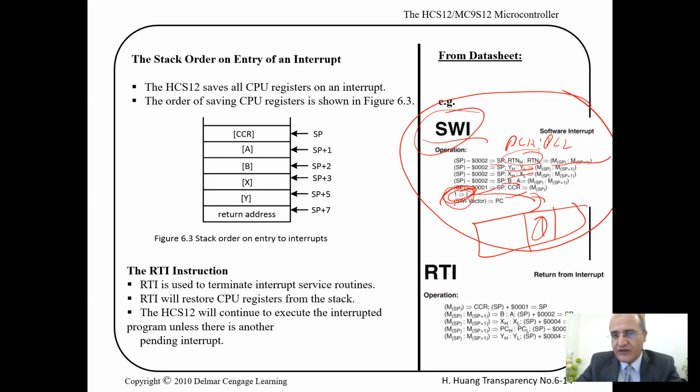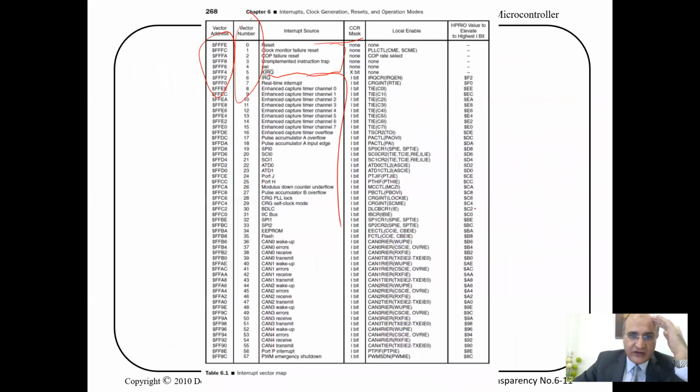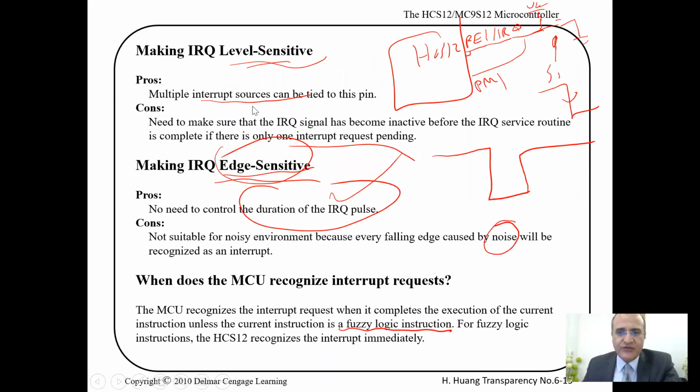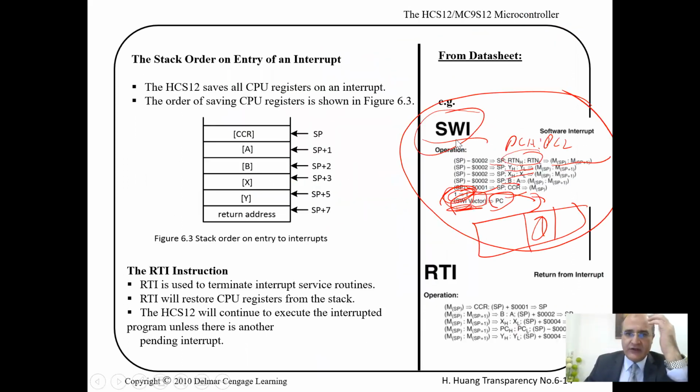Then the interrupt vector address is sent to the program counter. And where do we get this interrupt vector address? We get it from the interrupt vector here, right? So for the SWI interrupt, we go to location FFF6, FFF7, we get a 16-bit address, and we send it to the program counter. So the program counter will start pointing to the interrupt service routine of the interrupt that caused the CPU to respond to it.